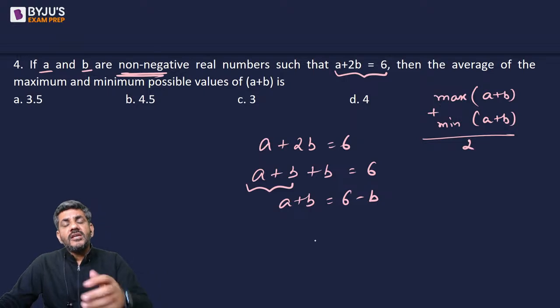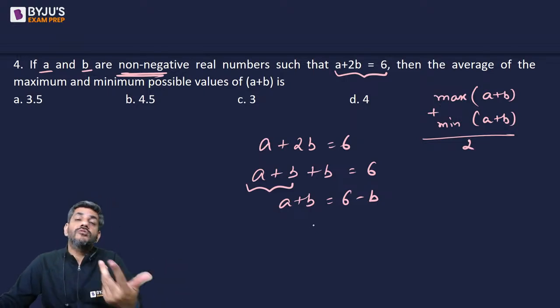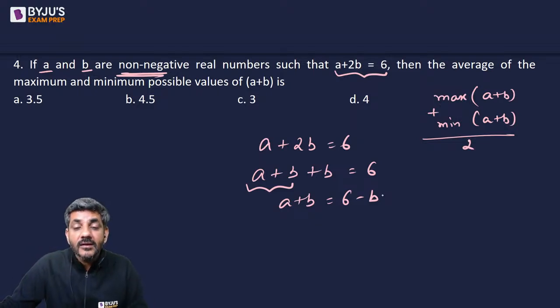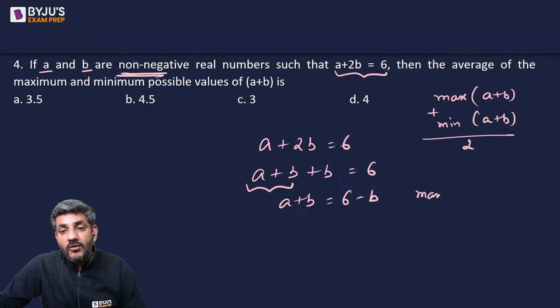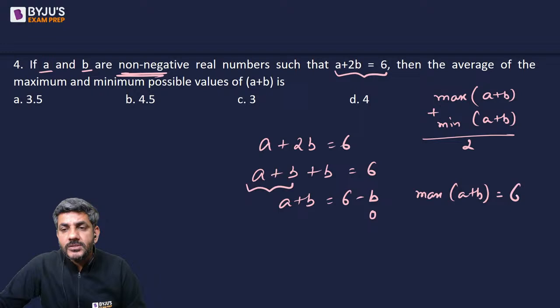सो b की जितनी बड़ी वैल्यू होगी उतना ही छोटा a प्लस बी आएगा, जितनी छोटी वैल्यू होगी उतना ही बड़ा a प्लस बी आएगा. ठीक है. सो व्हाट इज द मैक्सिमम वैल्यू ऑफ a प्लस बी? आई वुड से व्हेन b इज मिनिमम, और b मिनिमम 0 रख दो तो 6 माइनस 0 a प्लस बी वुड बी मैक्सिमम 6. व्हाट इज द मिनिमम वैल्यू ऑफ a प्लस बी?